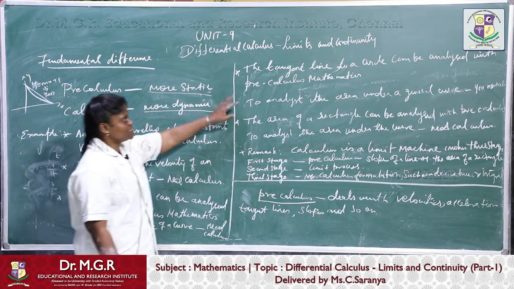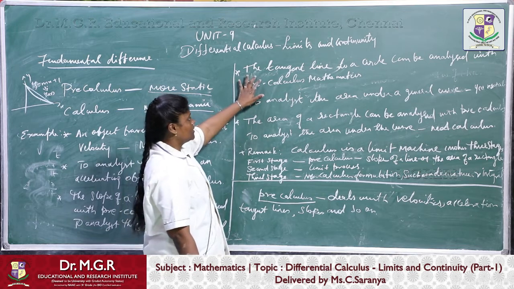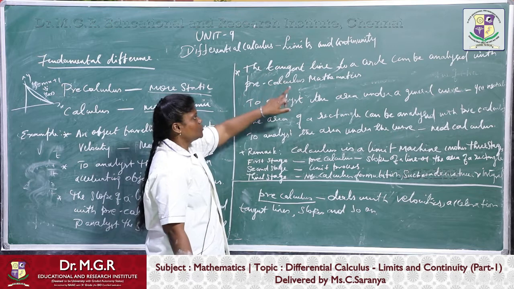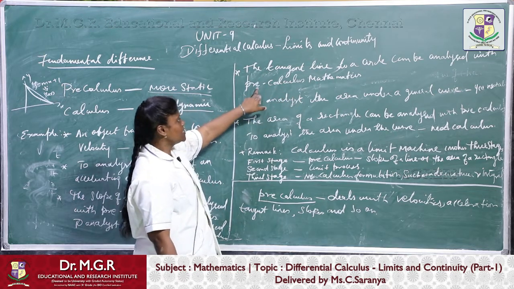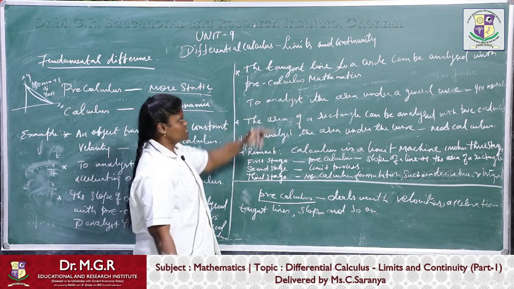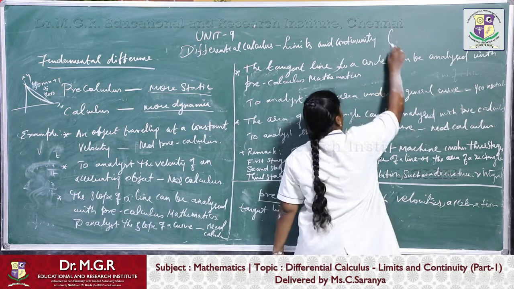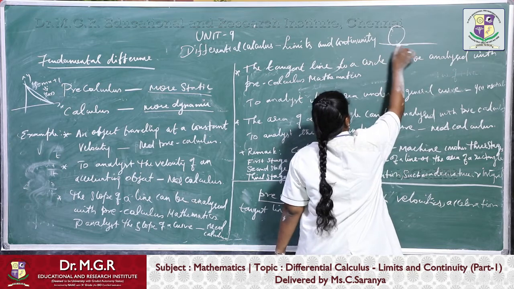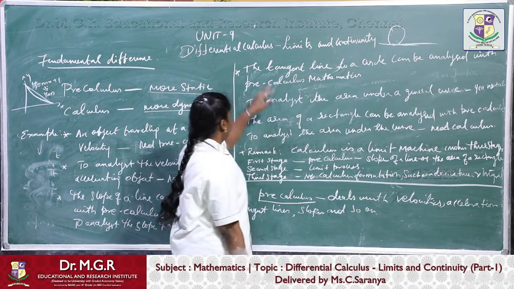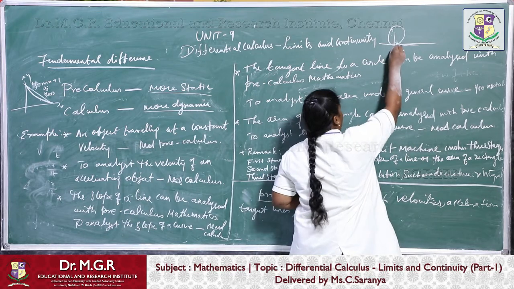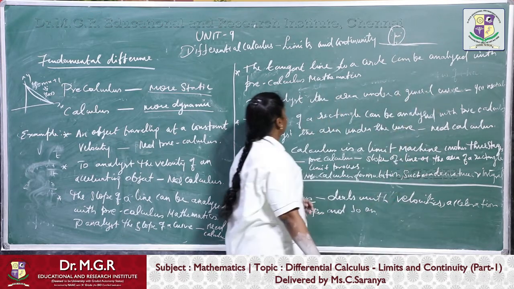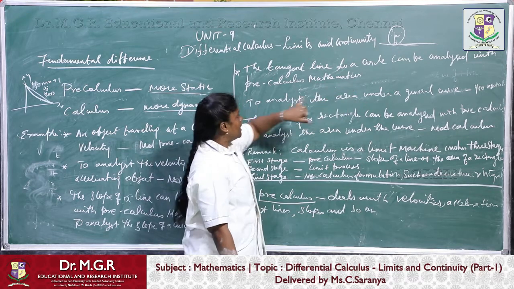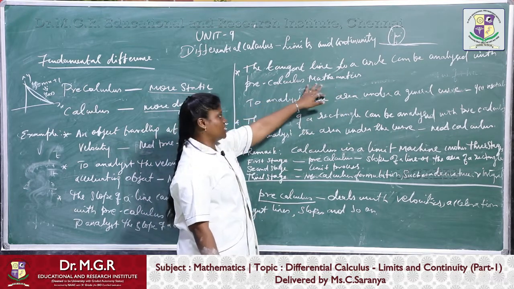Next another one is the tangent line. The tangent line to a circle can be analyzed with pre-calculus. What is a tangent? A line touching the curve. This is a curve, and a line touching the curve is your tangent line. This is your perpendicular, this is your normal. The tangent line to a circle can be analyzed with pre-calculus mathematics.